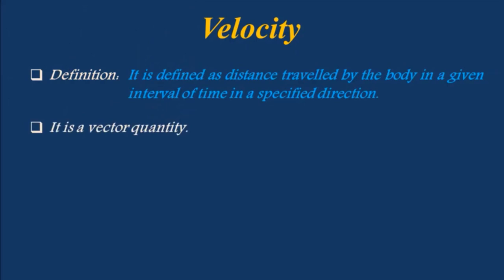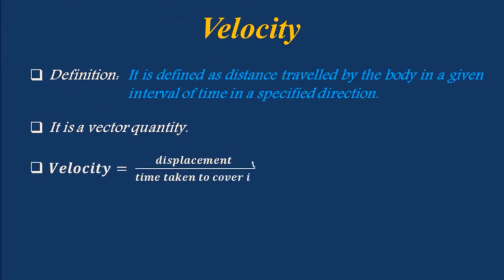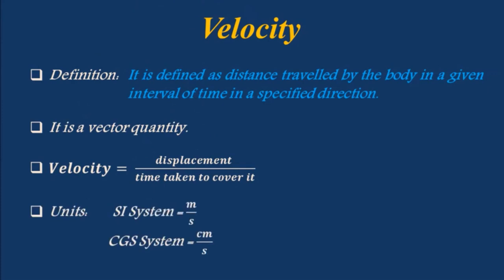How can we find the velocity? Velocity is equal to displacement by time taken to cover it. Here we should use displacement, not the distance. SI units: meter per second, and in CGS system centimeter per second. These are the units of velocity.